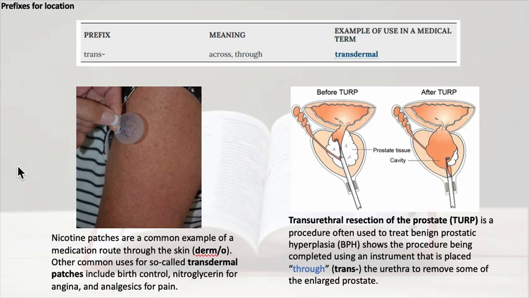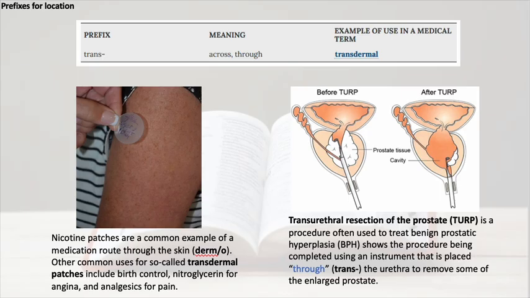Another example here that we'll use for trans is transdermal. Now, transdermal translates to through the skin. So transdermal means medication is delivered through the skin, and in this way it's absorbed into the bloodstream. This is often used for nicotine replacement. So nicotine patches are a common example of a medication delivered through the skin.